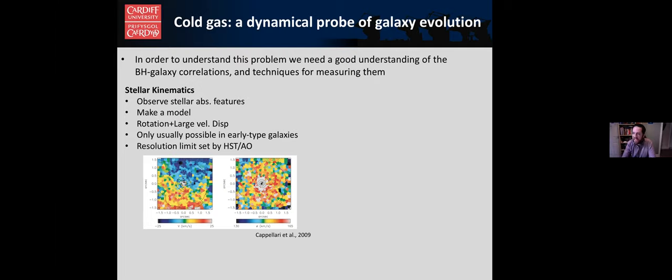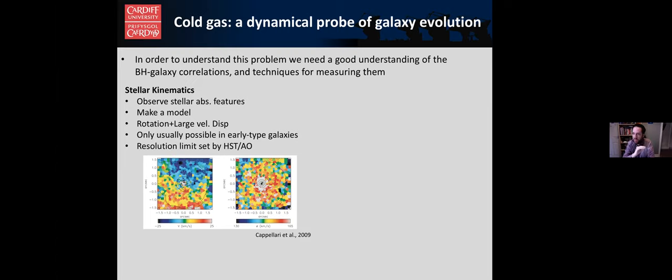And you can look at the integrated stellar light along each line of sight. And you can say, okay, how much is the stellar mass, the stars in this galaxy, rotating? How much random motion do they have? And you can model that and trace it back to the potential that they live in. So you can look for large spikes in the velocity dispersion, especially as stars rotate faster and faster around the black hole in the center of the object, and use those to measure the supermassive black hole mass. That, as I mentioned before, is usually only possible in early-type galaxies.